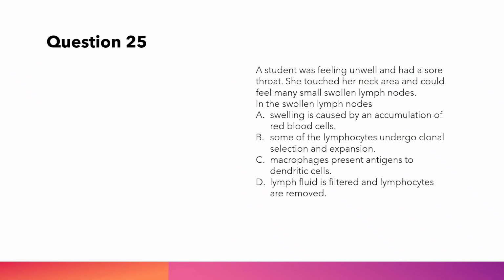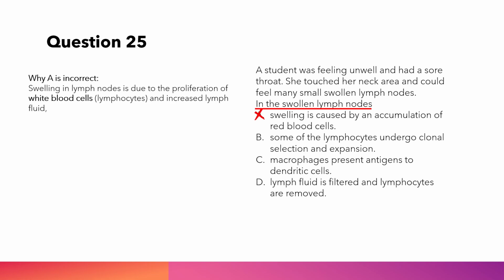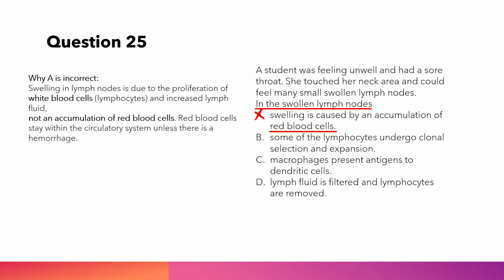This question tests your understanding of the role of the secondary lymphoid organs, specifically lymph nodes, in the initiation of the adaptive immune response. Why A is incorrect. Swelling in lymph nodes is due to the proliferation of white blood cells, lymphocytes, and increased lymph fluid, not an accumulation of red blood cells. Red blood cells stay within the circulatory system unless there is a hemorrhage.